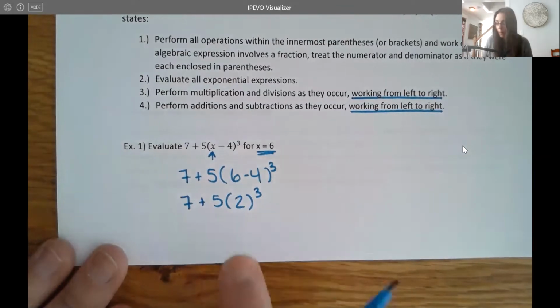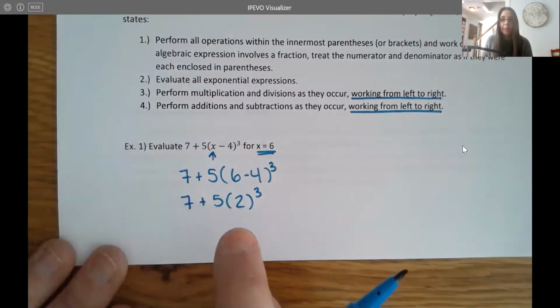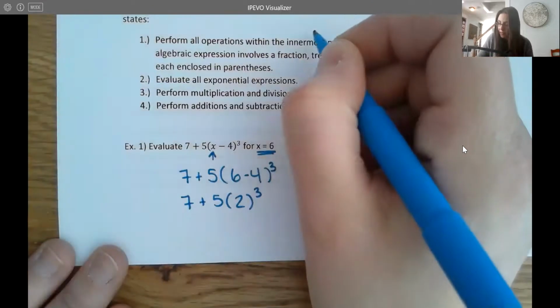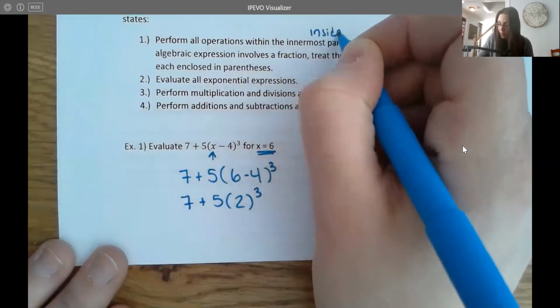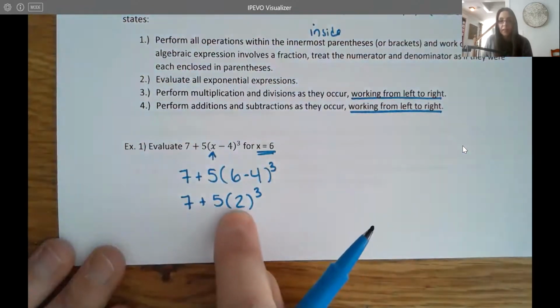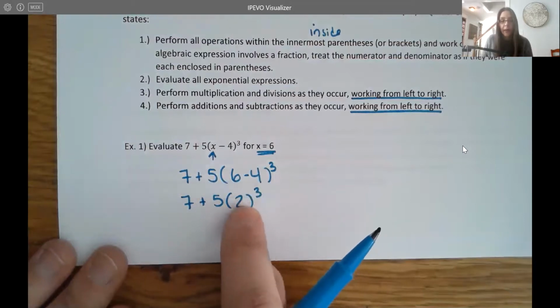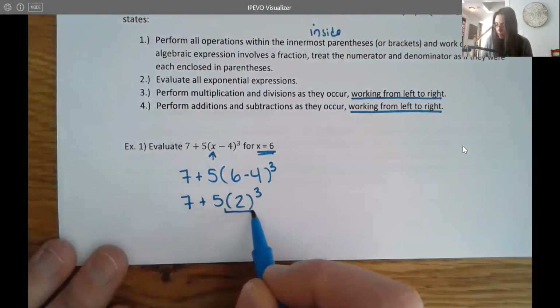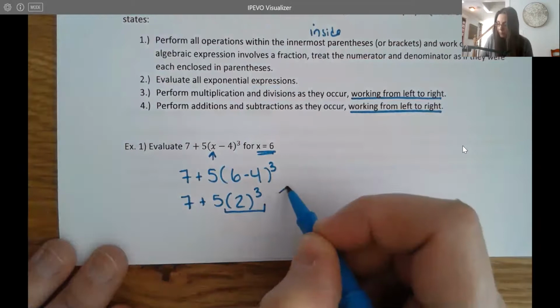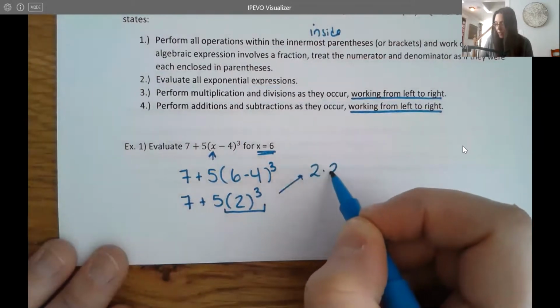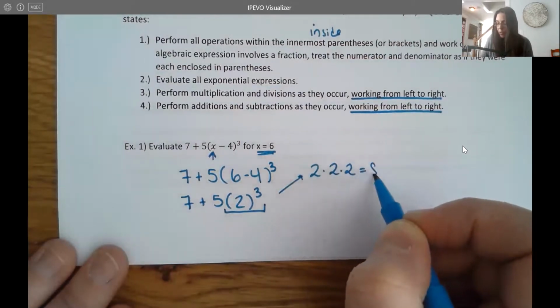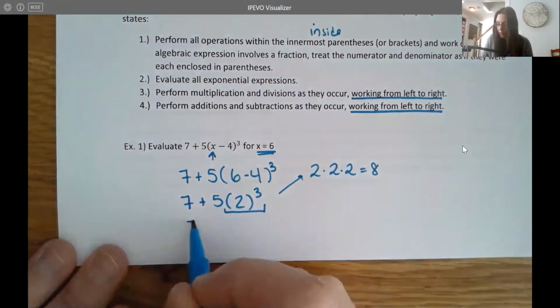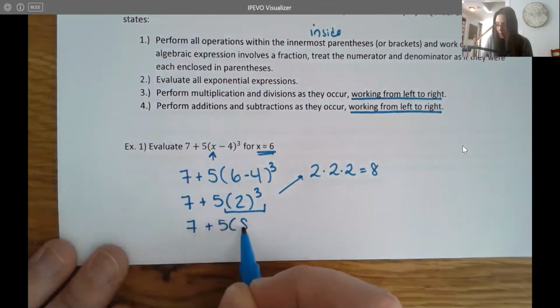Once we do that, now I know I still see parentheses here, but again, I'm talking about inside the parentheses. Now the parentheses are just kind of helping us clarify the problem. So I'm going to do my exponents next. So I'm going to do this 2 to the third power next. Now that means 2 times 2 times 2, which is 8. So 7 plus 5 times 8.